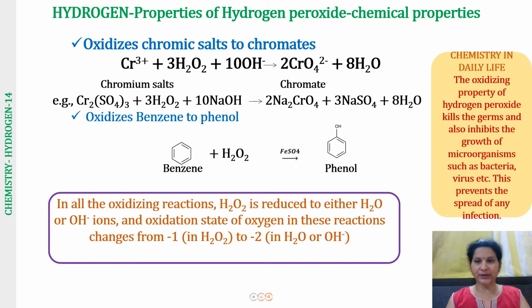Okay, before that, there is one important thing which I forgot to tell you: the oxidizing property of hydrogen peroxide is very important to us because this kills the germs and it also inhibits the growth of microorganisms like bacteria, viruses, etc., and this stops the spread of any infection. This property is utilized in pollution control. All right, and you can use this property to disinfect your tabletops. For example, you can disinfect your kitchen counters with hydrogen peroxide. So all these are because of the oxidizing properties of hydrogen peroxide.